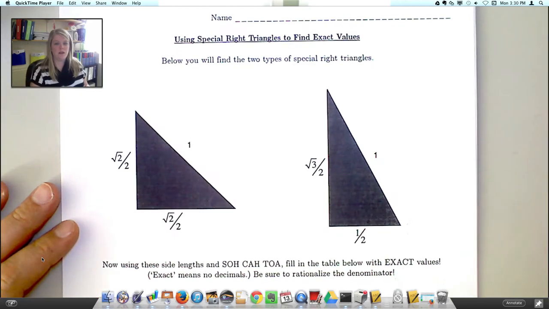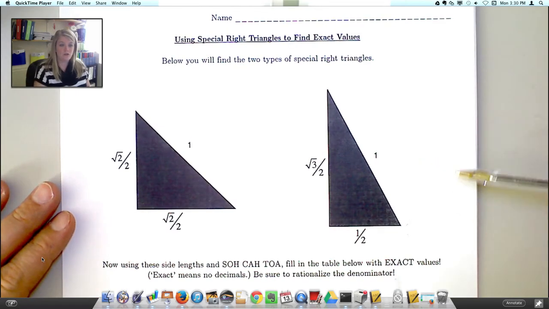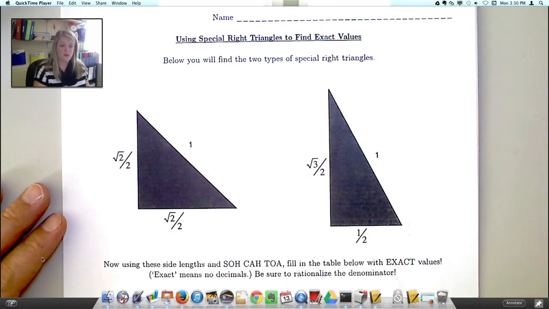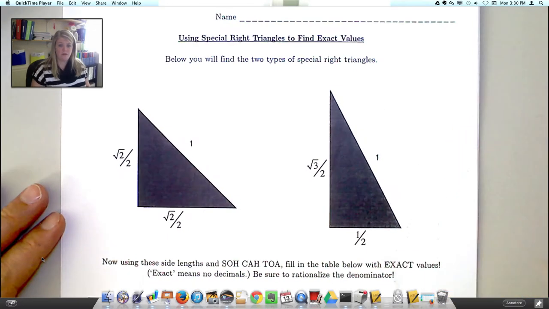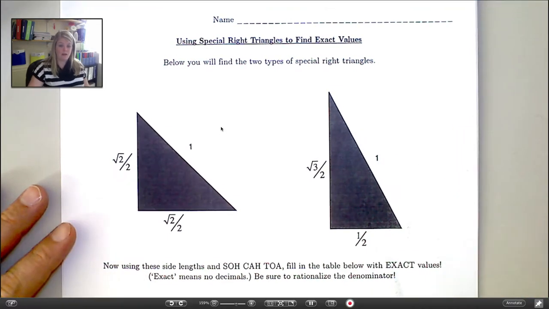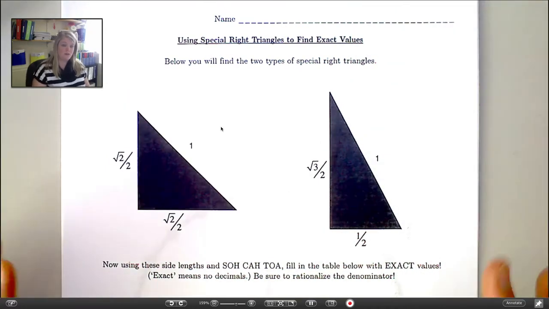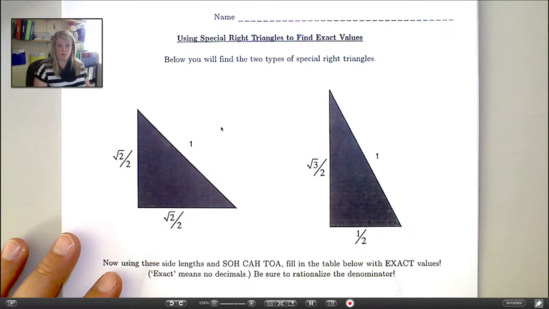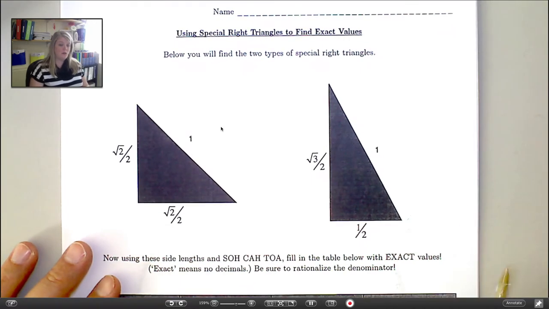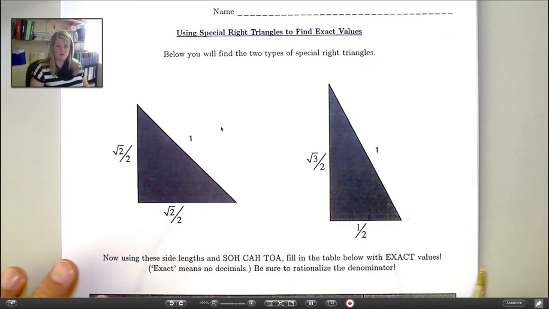Today we are working on this activity that's in your notes packet. It's called Using Special Right Triangles to Find Exact Values. Again, this is located in your notes packet. And this is what you're doing as far as notes for today, and then you'll use these values to do your homework assignment. Okay?